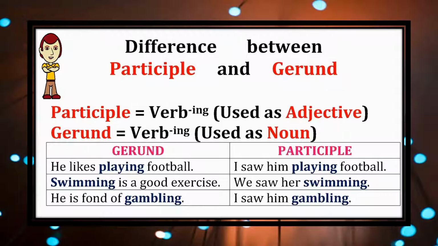In the same way, I saw him playing football. So here, playing is the participle. Swimming is a good exercise. He is fond of gambling. So here swimming and gambling are gerunds. And we saw her swimming. I saw him gambling. So here they are participles, meaning here they show the adjective.